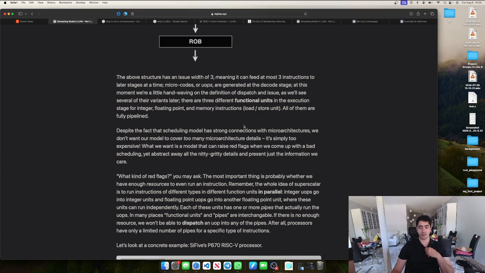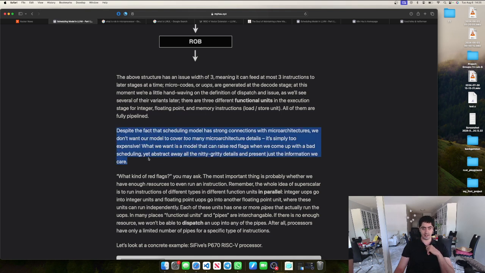Despite the fact that the scheduling model has a strong connection with microarchitectures, we don't want our model to cover too many microarchitecture details. It was microarchitecture; I don't know why they wrote microprocessor, it's the same. It's simply too expensive. What we want is a model that can raise red flags when we come up with a bad scheduling, yet abstracts away all the nitty-gritty details and presents just the information we care about.